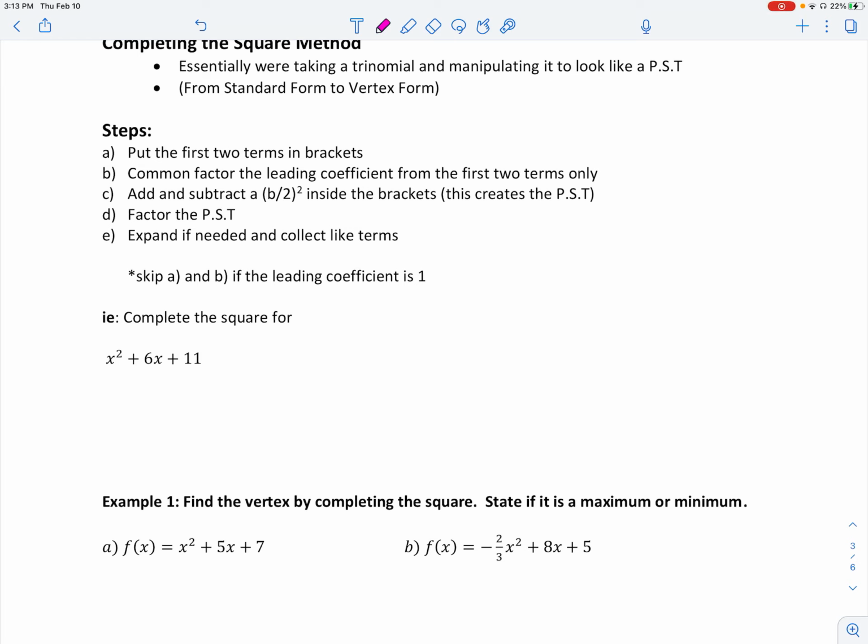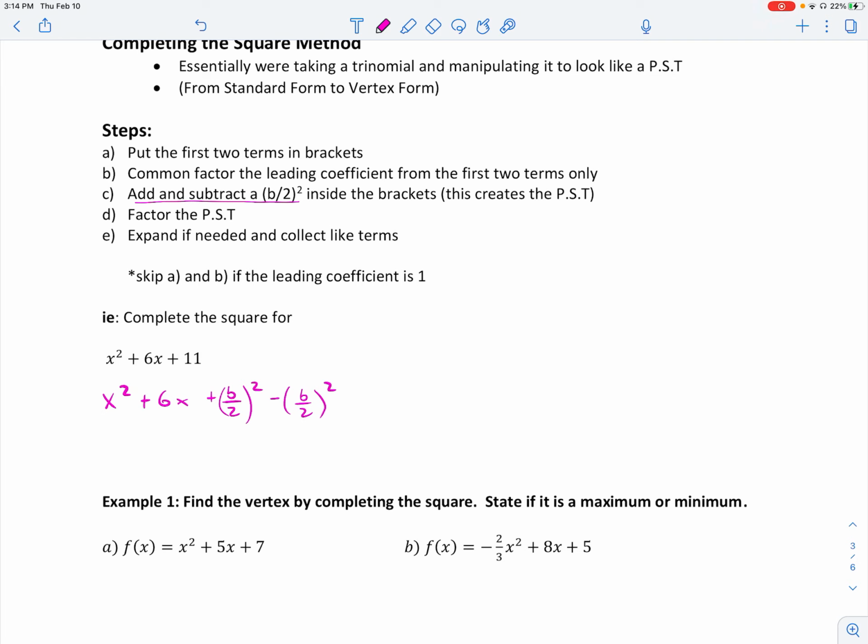So we need to add and subtract (b/2)². I wrote here inside the brackets, you're only going to have brackets if you're doing steps A and B. If you're skipping them, you don't have any brackets, you can just add it at the end. So we're going to take this here, and I'm now going to add (b/2)², and I'm going to subtract 1.